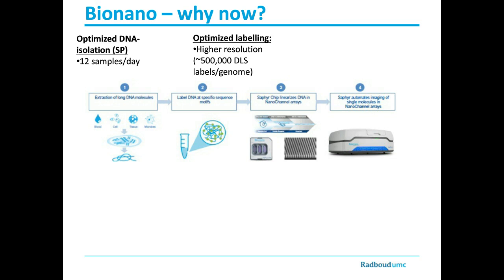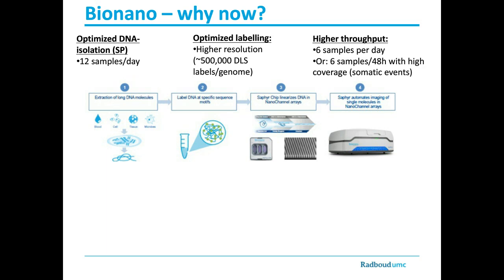Bionano also increased the label density in their recent release, so we now have roughly 500,000 labels genome-wide. The instrument released by Bionano now gives us the chance to run up to 6 samples a day, or if you're talking about cancer samples or leukemia samples, where we aim to detect somatic events, 6 samples in less than 48 hours.